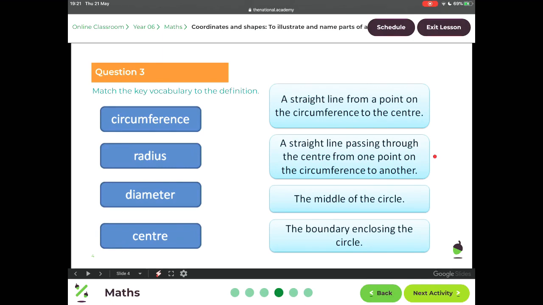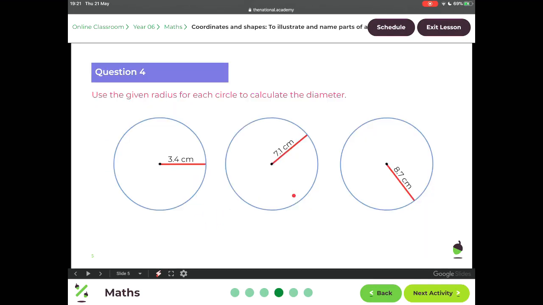Question 3. Match the key vocabulary to the definition. So, a circumference is the boundary enclosing the circle. The radius is a straight line from a point on the circumference to the center. Diameter is a straight line passing through the center from one point on the circumference to another. The center is the middle of the circle.